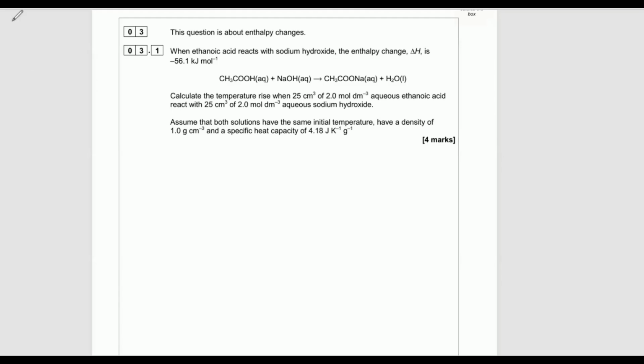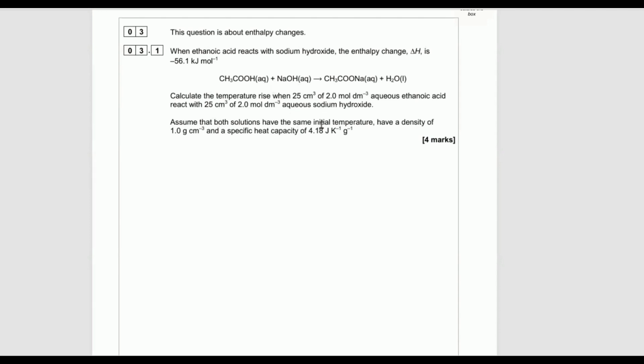Okay, let's look at question 3. This question is about enthalpy changes. 3.1. When ethanoic acid reacts with sodium hydroxide, the enthalpy change is minus 56.1 kilojoule per mole. Calculate the temperature rise when 25 centimeter cubed of 2 mole per decimeter aqueous ethanoic acid reacts with 25 centimeter cubed of 2 mole per decimeter aqueous sodium hydroxide.